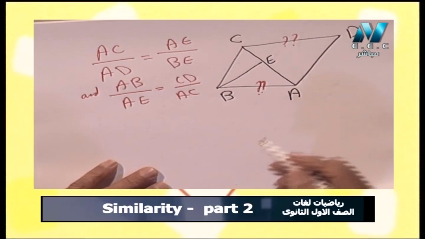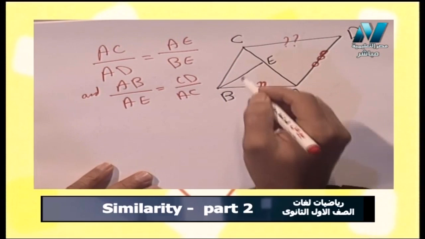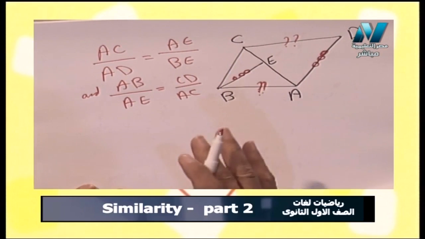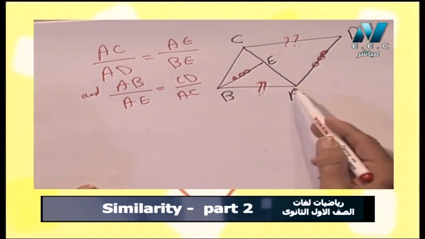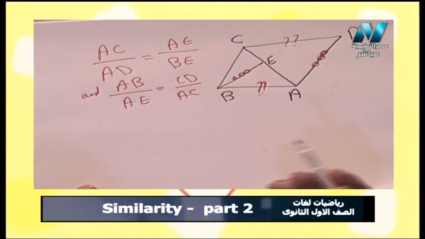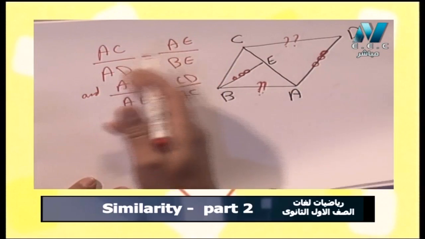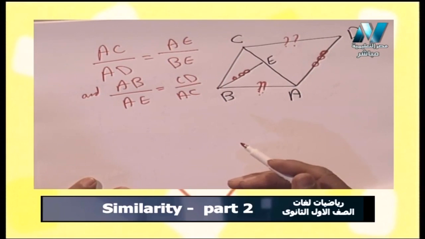and DA is parallel to EB. We try to prove that this side is parallel to this side and this one parallel to this one. How? I have only two ratios equal here and two ratios equal here. Try to think.